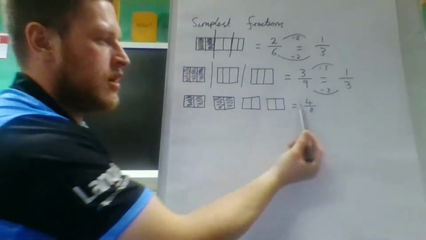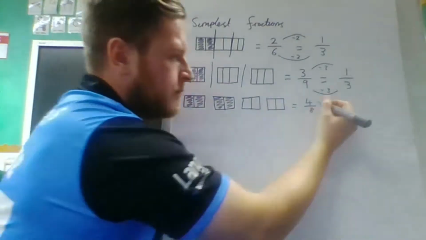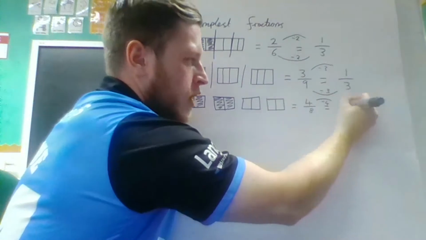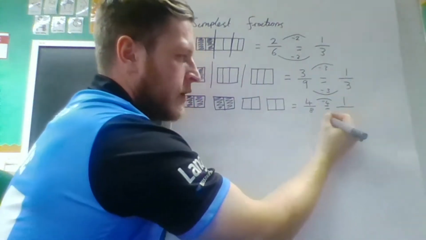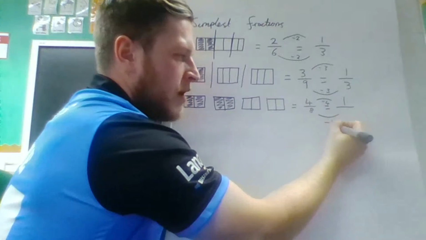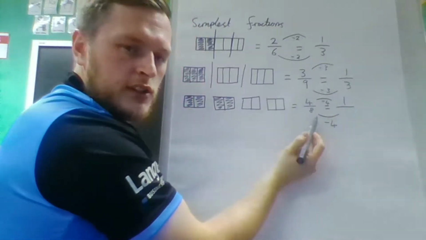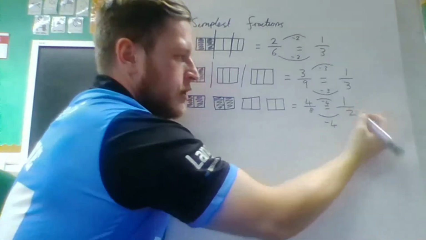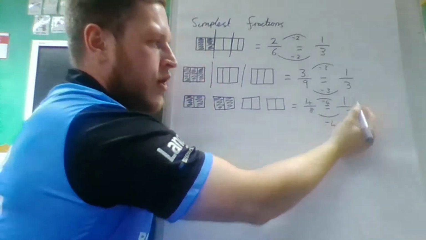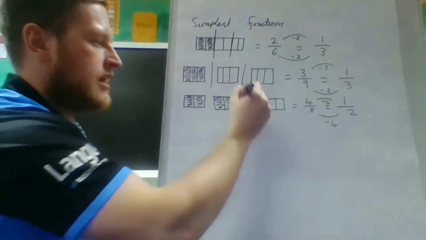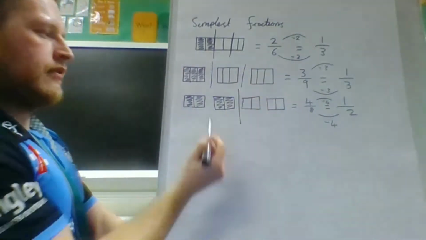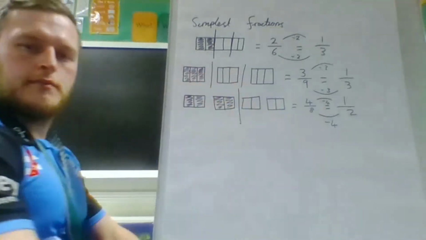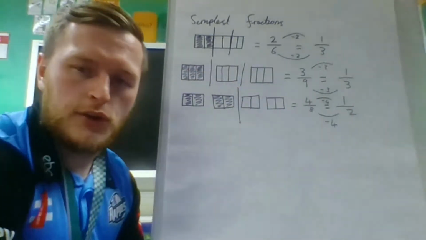So 4 divided by 4 equals 1. And so 8 divided by 4. Remember, whatever I do to the numerator, I have to do to the denominator, or vice versa. 8 divided by 4 equals 2. So 4/8 is the same as 1/2. And let's check it. Let's cut that in half: 4/8 or 1/2.